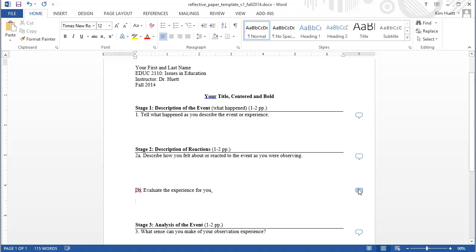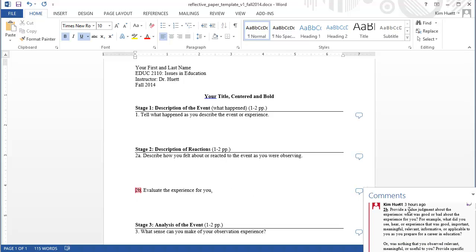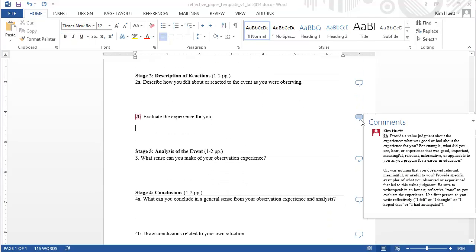Okay, evaluate the experience for you. What does that mean? Provide a value judgment about the experience. What was good or bad about the experience for you? For example, what did you see, hear, or experience that was good, important, meaningful, relevant, informative, or applicable to you as you prepare for a career in education or speech-language pathology? Sometimes folks forget to add that. Or was nothing that you observed relevant, meaningful, or useful to you? Provide specific examples of what you observed or experienced that led to this value judgment.